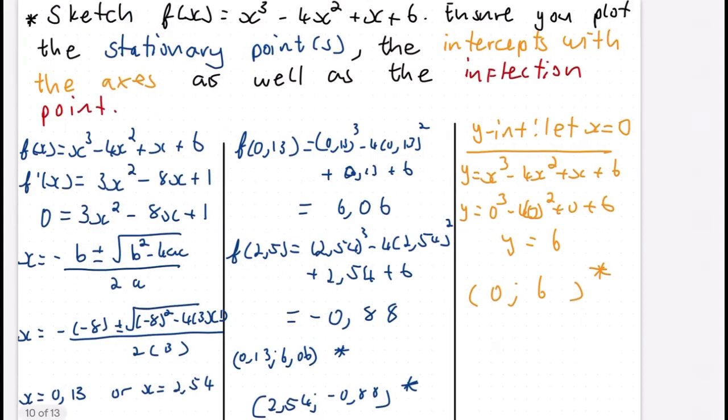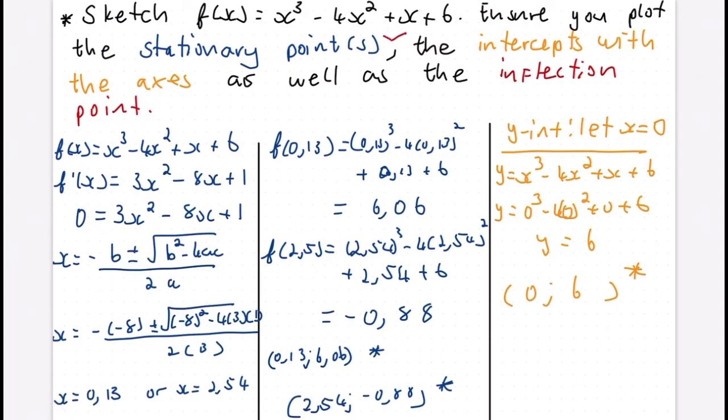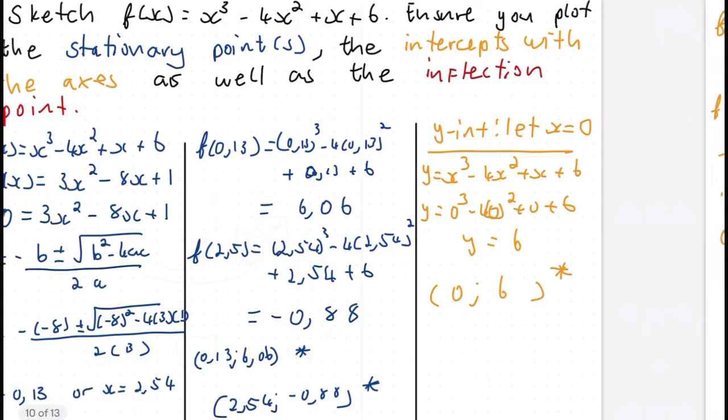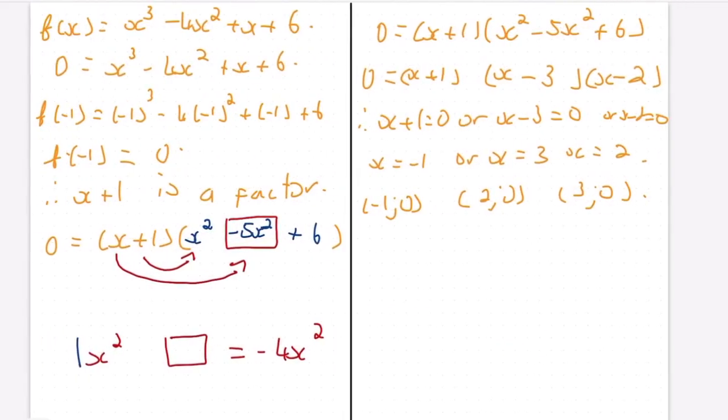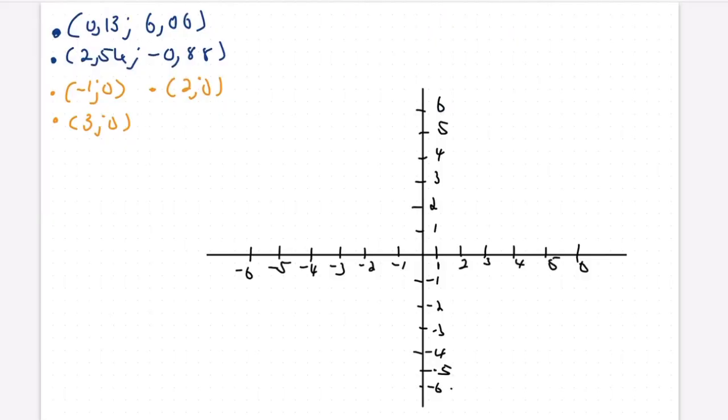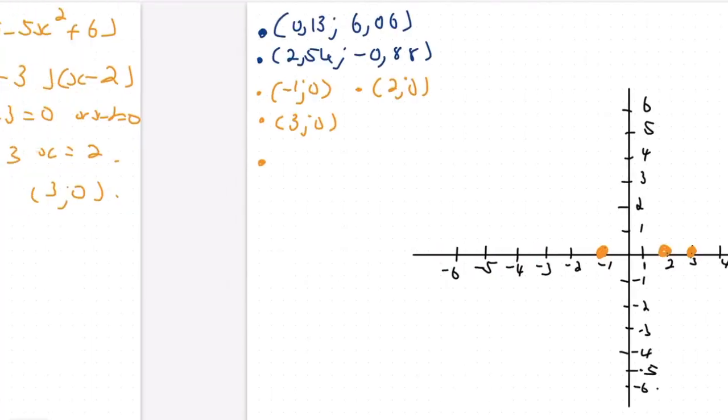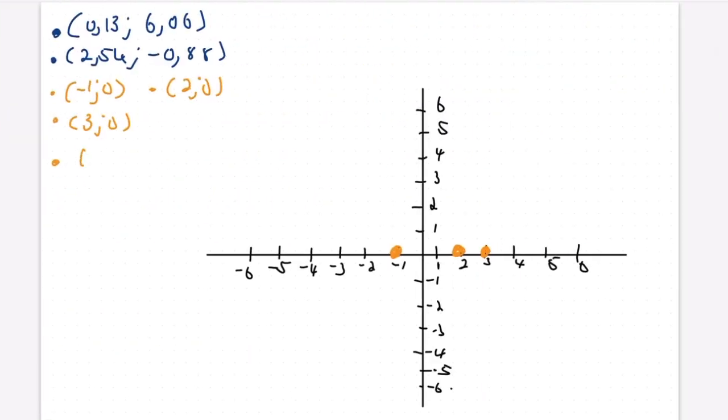Okay, great. We now have found our stationary points and our intercepts with the axes. Now we will find our inflection point, but I actually just want us to now go ahead and sketch and see how this graph is going to look. So let's go ahead and sketch here. The orange points are our x-intercepts. We had minus 1 comma 0, we had 2 comma 0, and we had 3 comma 0. I've actually forgotten here our y-intercept, which we had found to be 0 comma 6. So somewhere here at 6, the graph cuts the y-axis.